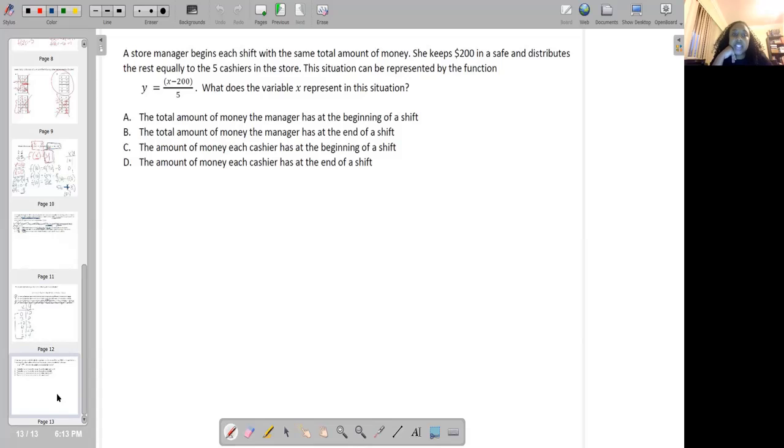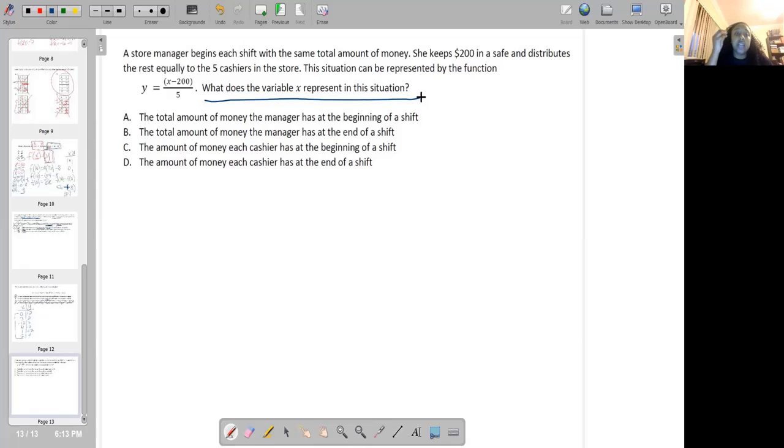A store manager begins each shift with the same total amount of money. She keeps $200 in the safe and distributes the rest equally to the 5 cashiers in the store. This situation can be represented by the function y equals (x minus 200) divided by 5. They want to know, what does the variable x represent in this situation? Does it represent the total amount of money the manager has at the beginning of a shift, the total amount of money the manager has at the end of a shift, the amount of money each cashier has at the beginning of a shift, or the amount of money each cashier has at the end of a shift?